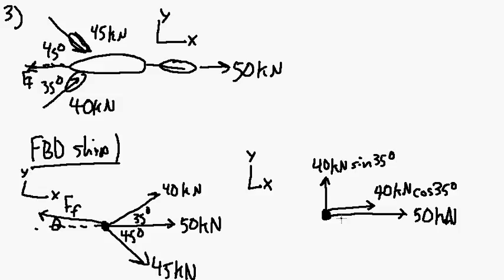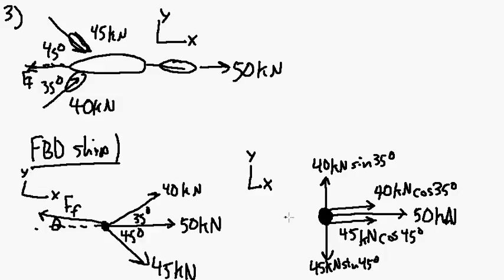Okay, so that was just breaking this one down vertical, horizontal. Breaking this one down vertical, horizontal. 45 kilonewtons times sine 45 degrees, and this one is 45 kilonewtons times cosine 45 degrees. And I've said this before, but if you need a bigger dot, you just make a bigger dot.